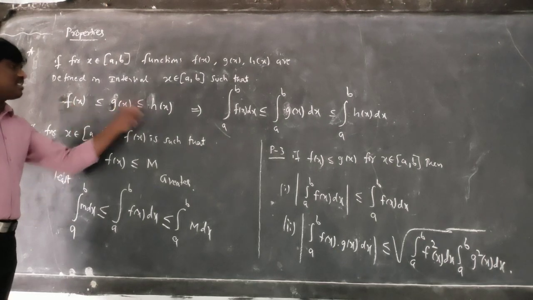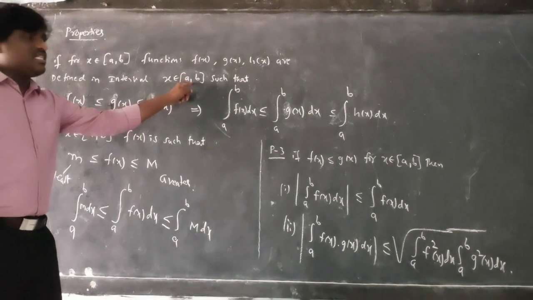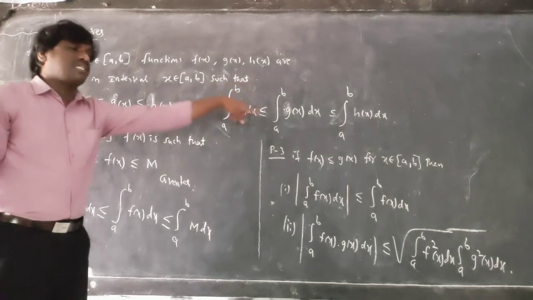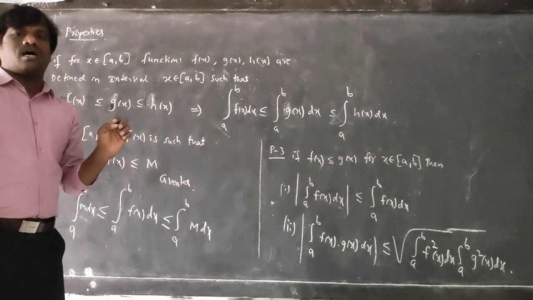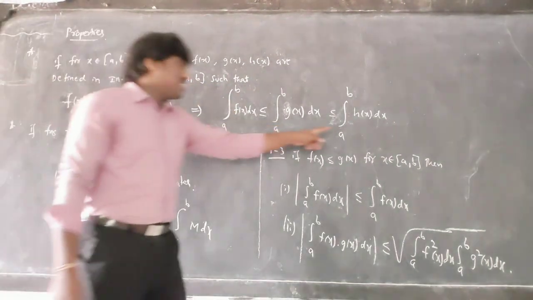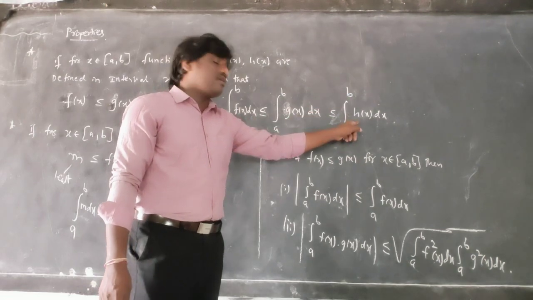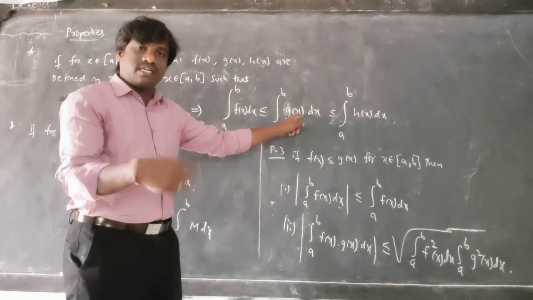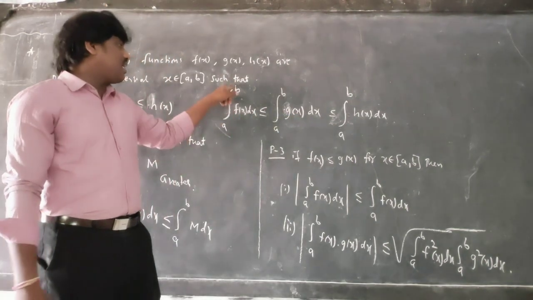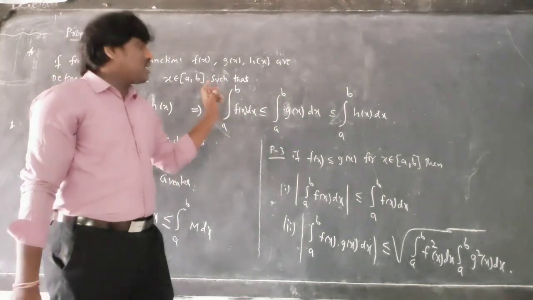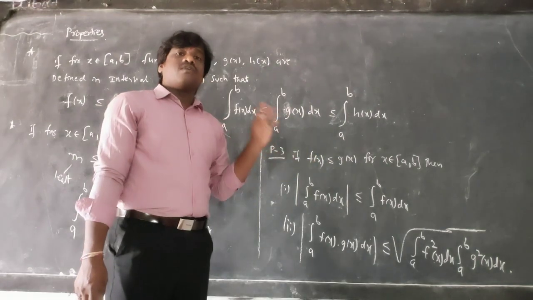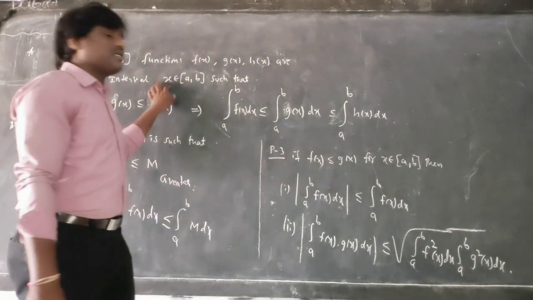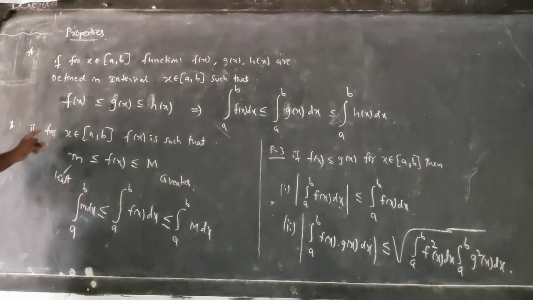So if you have this order in this interval, then the integral values will also be in the same order. Integral a to b of h of x will be more, then integral a to b of g of x will be next, then integral a to b of f of x will be next. So the integral values will also be in the same order. That is what property number 1 says. What does property number 2 say?